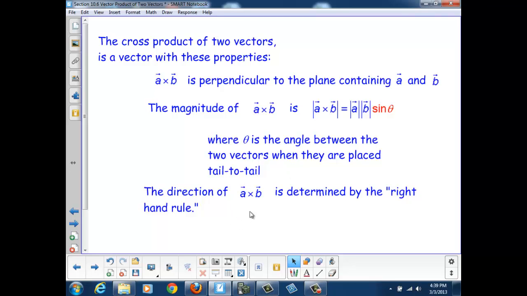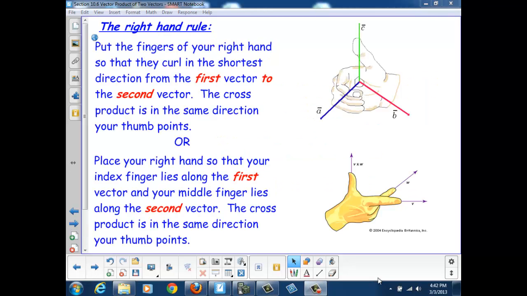Now the direction of this cross product is determined by what we call the right-hand rule. Here's how the right-hand rule will work. First, you put the fingers of your right hand so that they curl in the shortest direction from the first vector to the second vector in your cross product. So if I were doing A cross B, my right hand would point in the direction of A so that I could curl vector A into vector B. The cross product is in the same direction that my thumb would point.